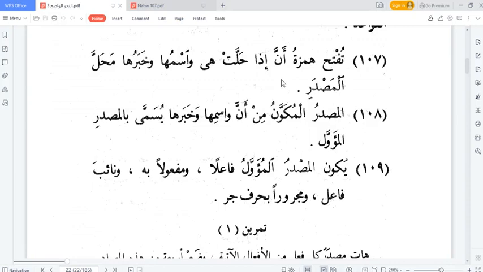But when can you write anna? When can you write inna? So they said when that anna, ismu anna, khabaru anna can be replaced with masdar, then it is going to be taken fatha. So al masdar al mukawwan.